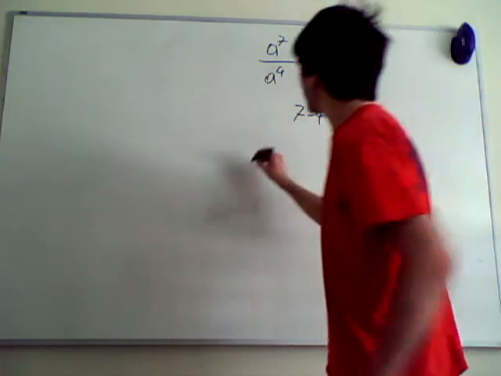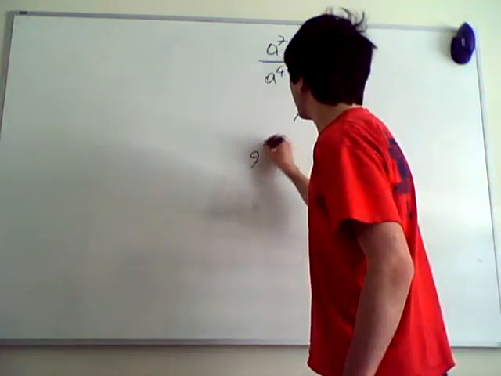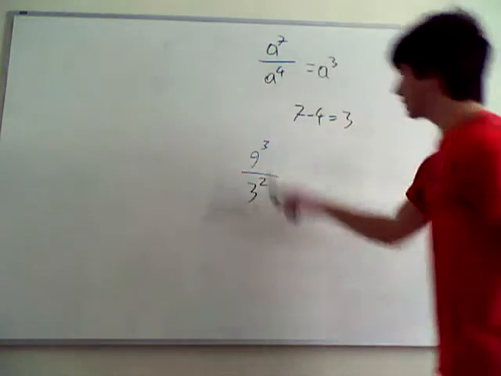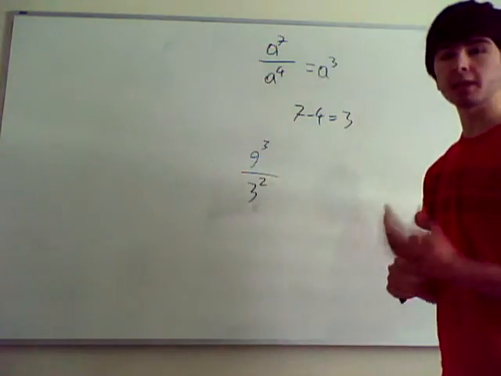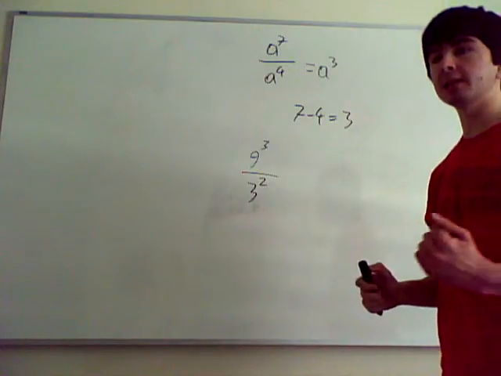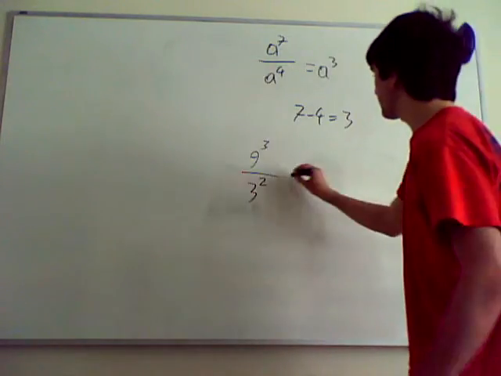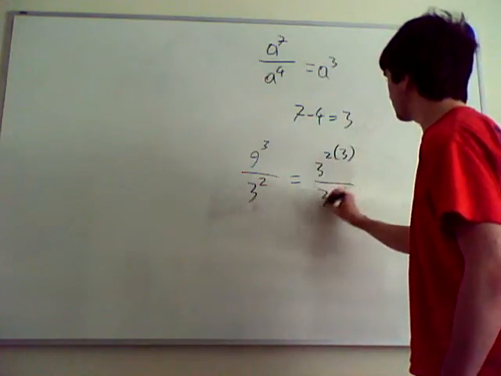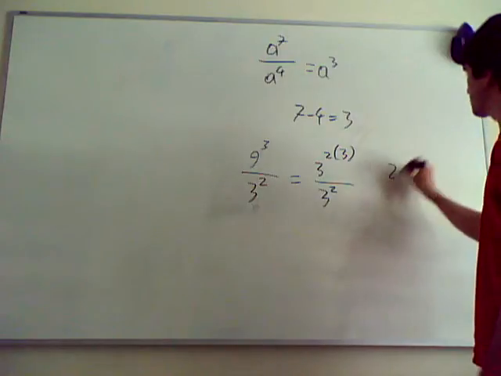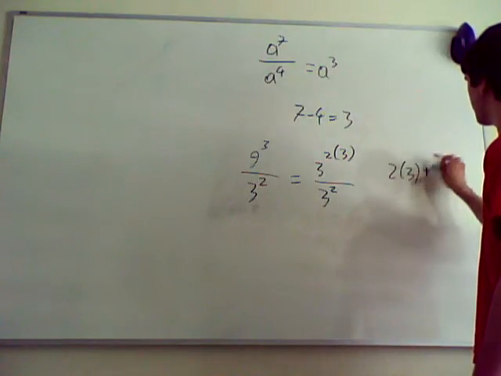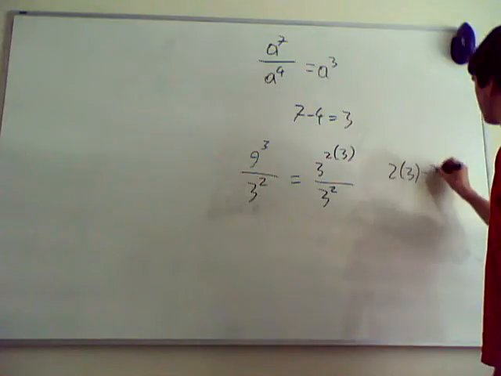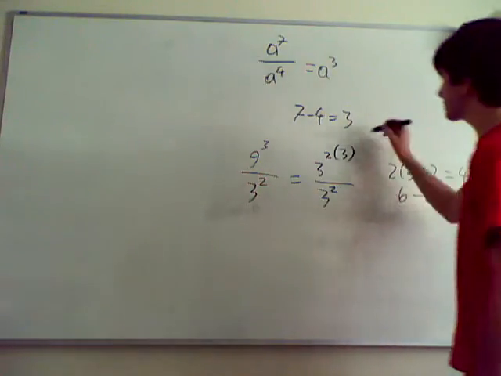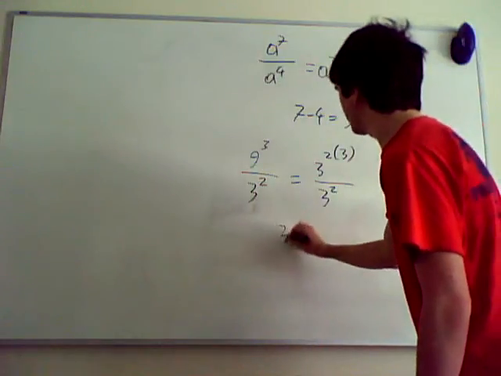So if you have, for example, 9 to the 3rd divided by 3 squared, you have to look at your thing. The base is not the same. You got 9 and 3. But 9 is 3 squared. So therefore, that is equal to 3 squared times 3 over 3 squared. That is 2 times 3 minus 2. So that's 6 minus 2, which is 4. So your answer is 3 to the 4th.